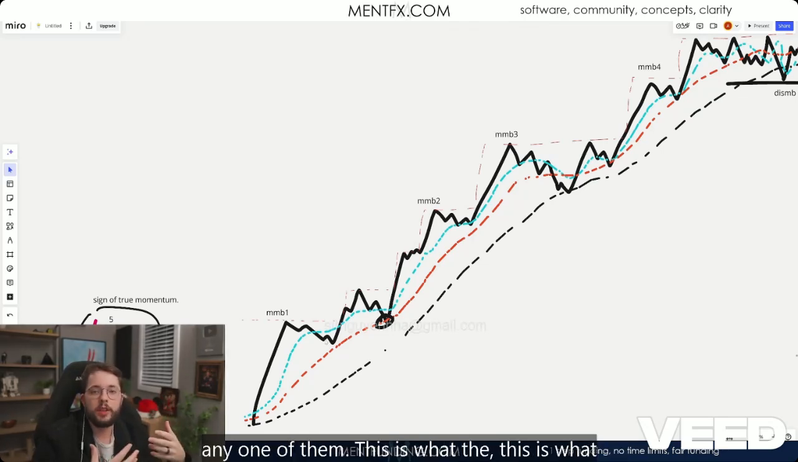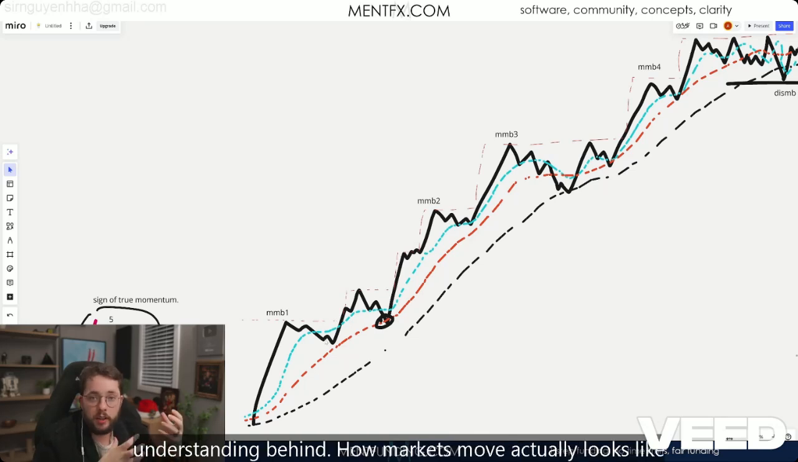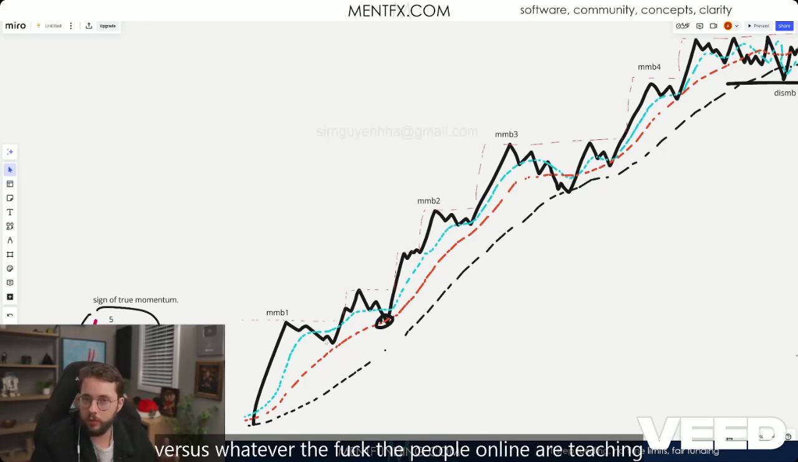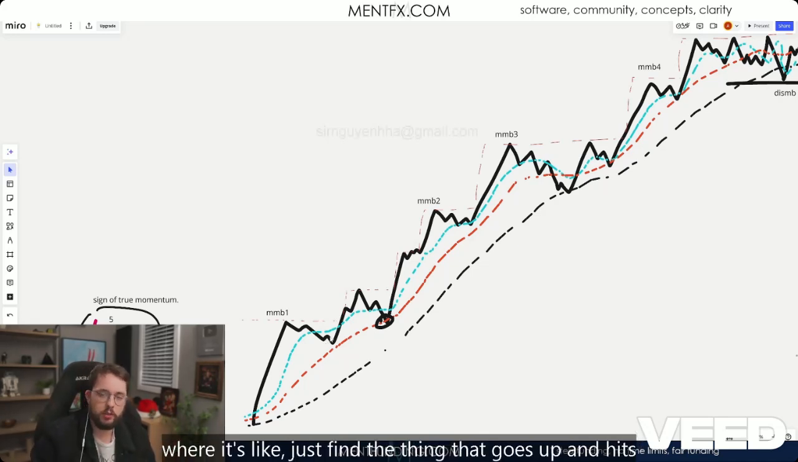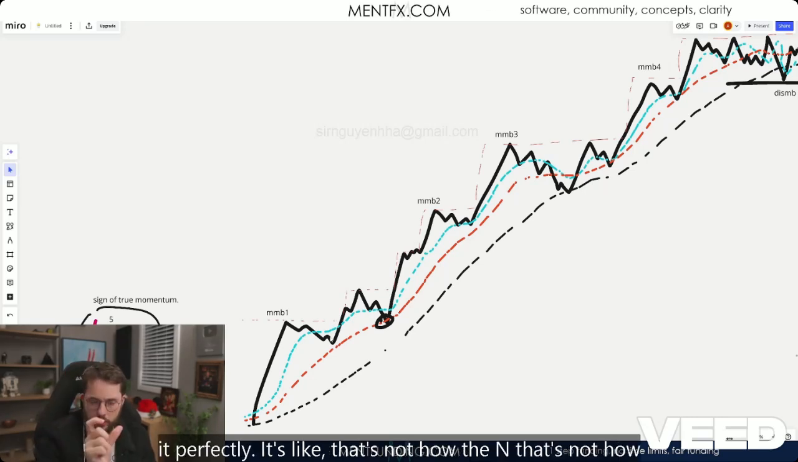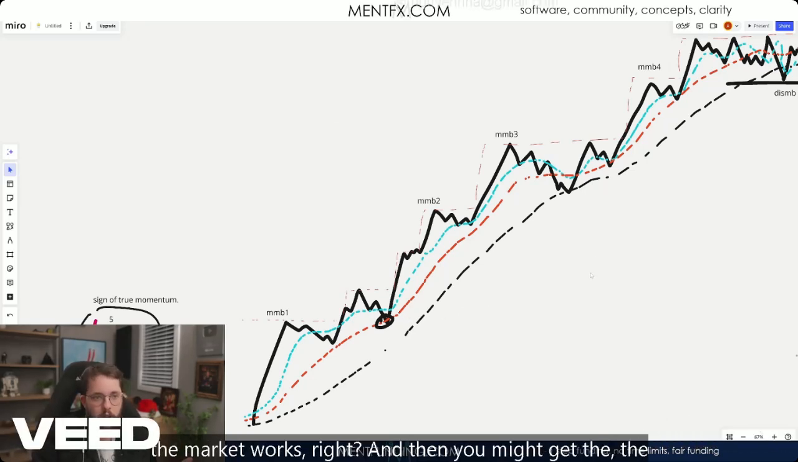This is what understanding behind how markets move actually looks like versus whatever the people online are teaching, where it's like, just find the thing that goes up and hits it perfectly. It's like, that's not how the market works, right?